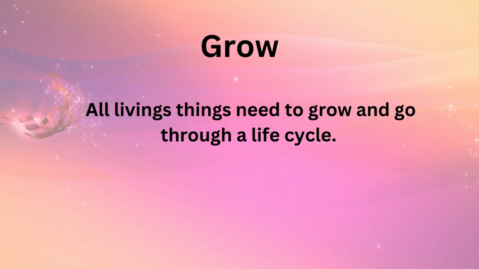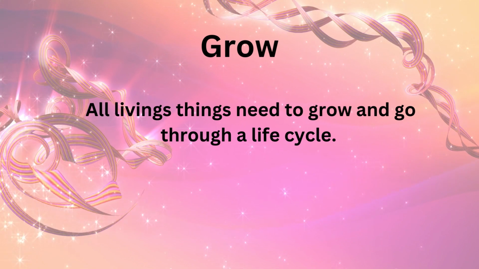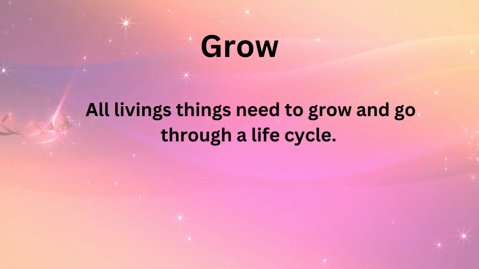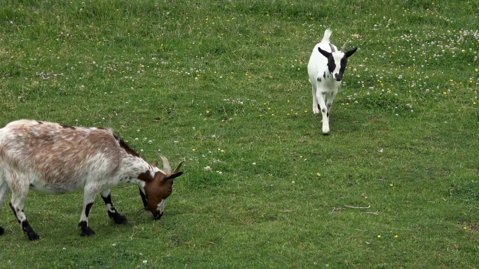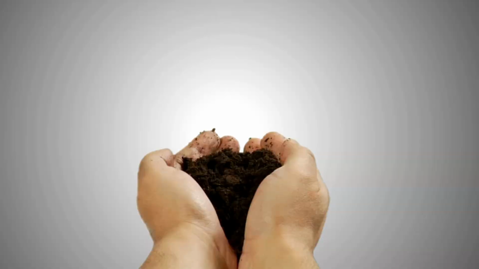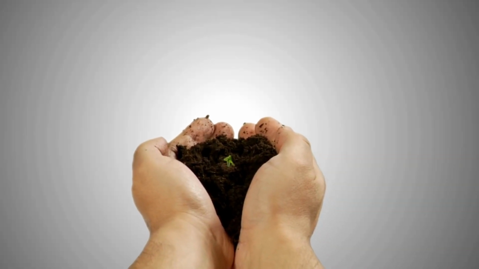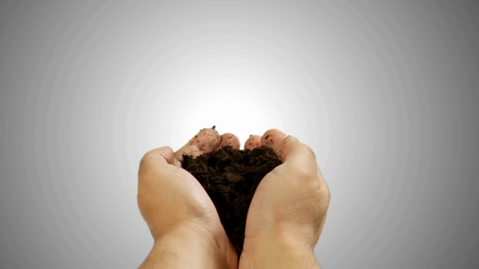One of the last characteristics of living things is that all living things need to grow and go through a life cycle. All have babies which grow and resemble their parents. Adult plants produce seeds which grow to make new plants.